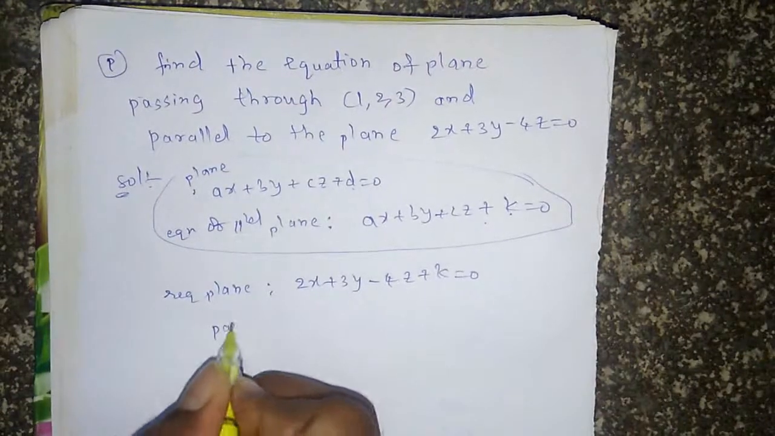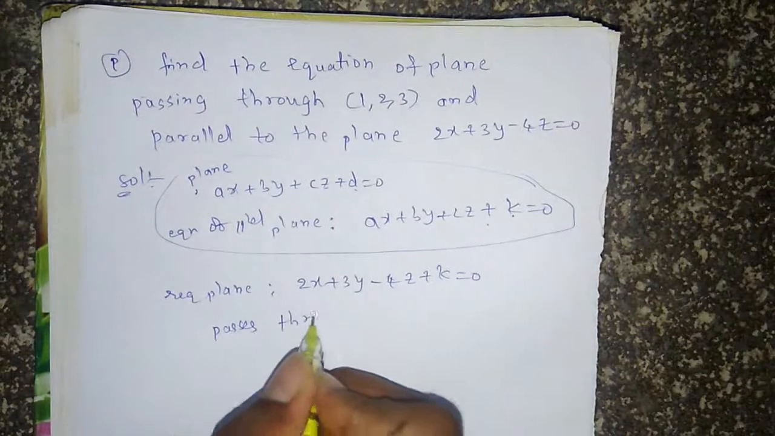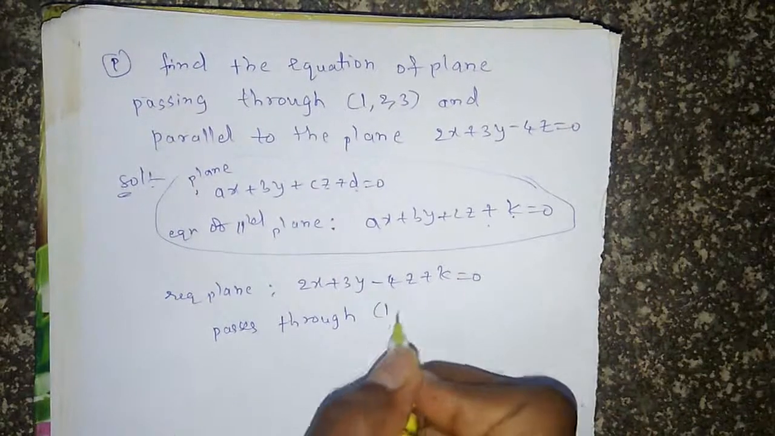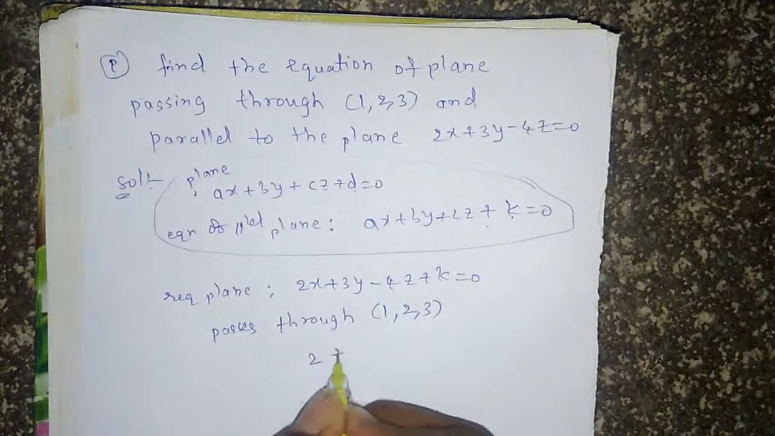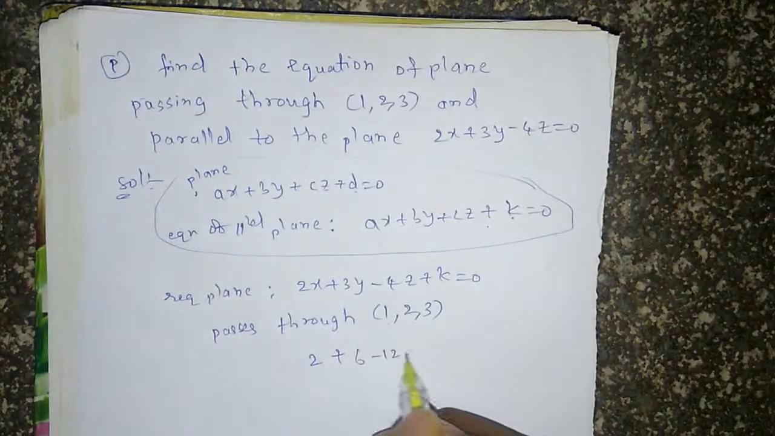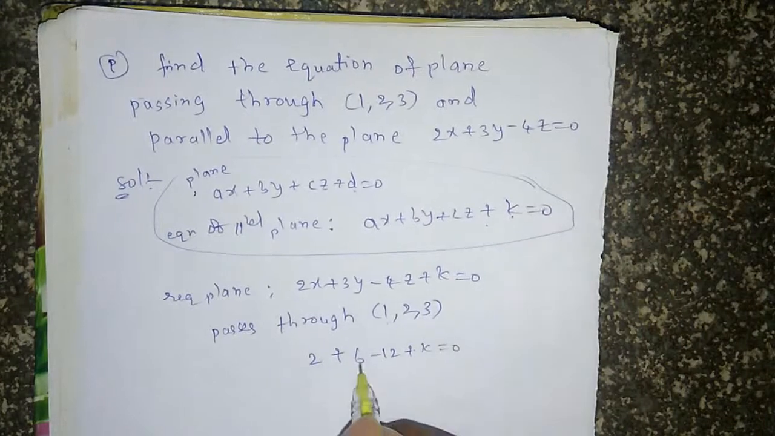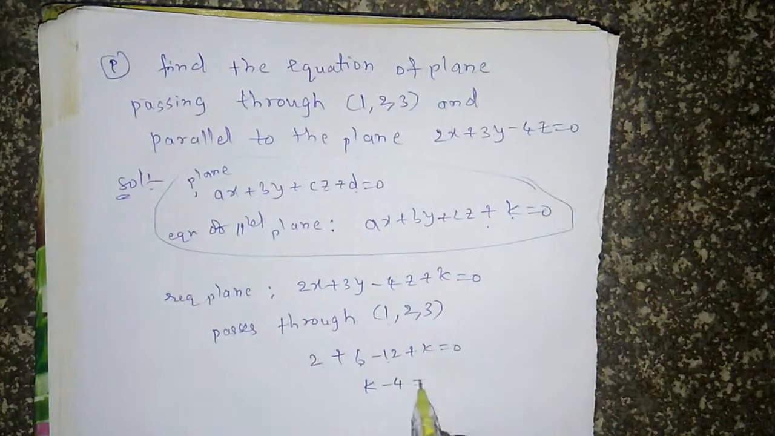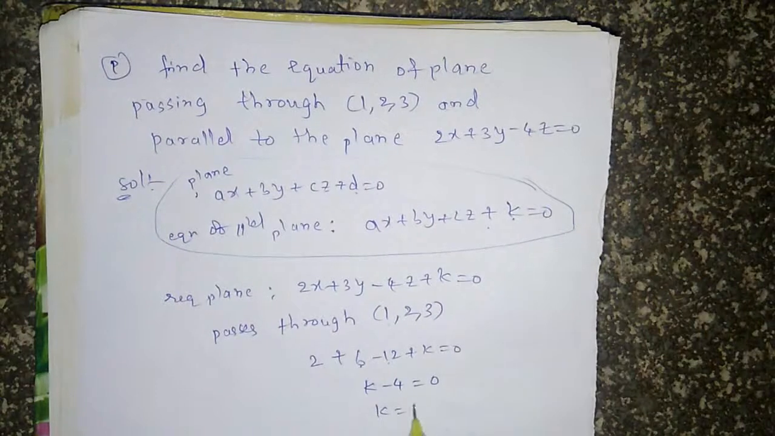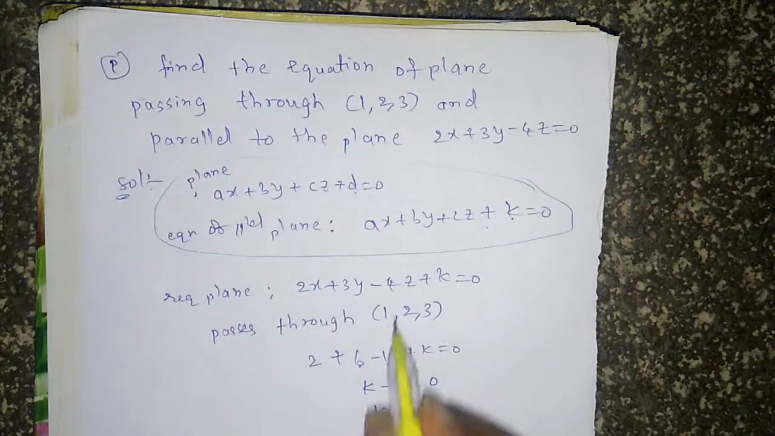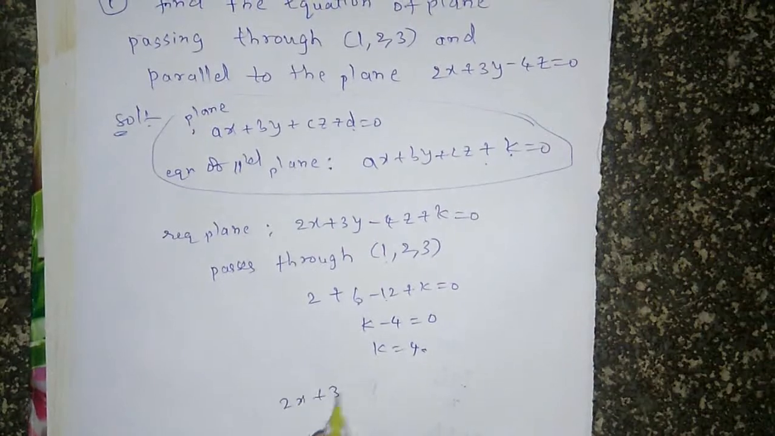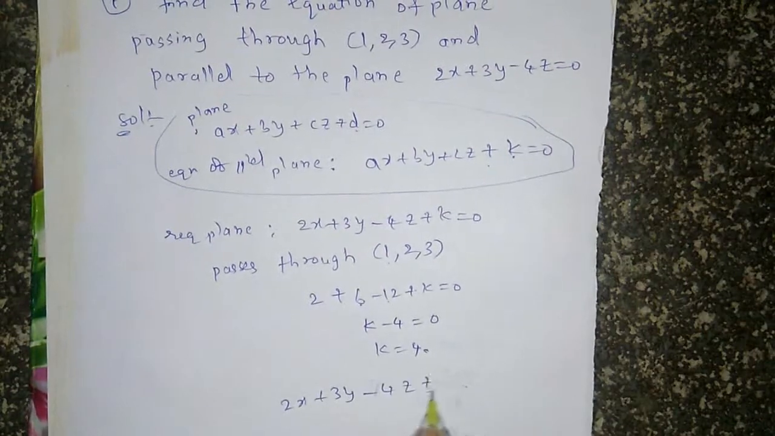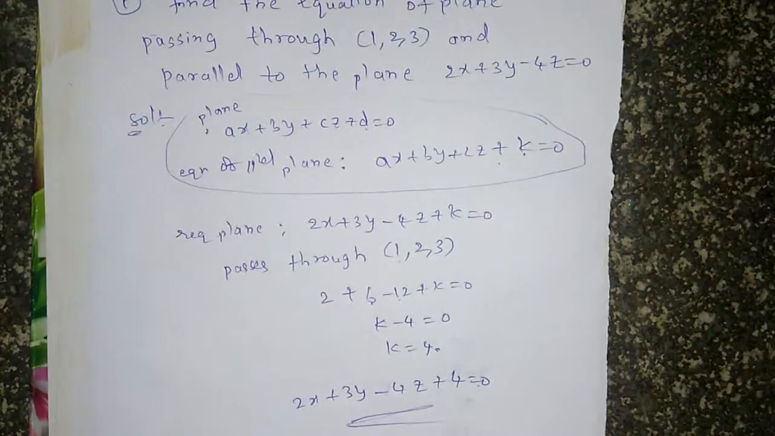So given that it passes through the point 1 comma 2 comma 3, now substitute in the plane equation, that is 2 into 1 is 2, 3 into 2 is 6, 4 into 3 is 12, plus k is equal to 0. 2 plus 6 is 8, 8 minus 12 is minus 4, so k is equal to 4. Now substitute the k value here. So our equation of the plane is 2x plus 3y minus 4z plus 4 is equal to 0, which is the required equation of the plane.